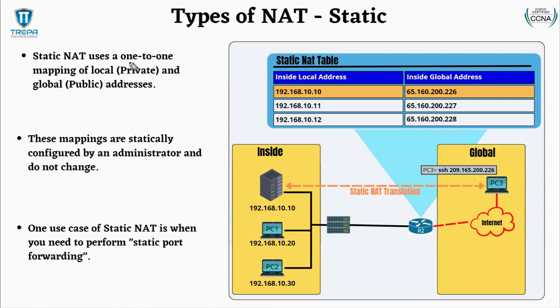Static NAT provides a one-to-one mapping of a local or private IP address to a global or public IP address. These are mappings that are statically configured by an administrator, or you, the network engineer or administrator, and they're not going to change until you administratively change them.